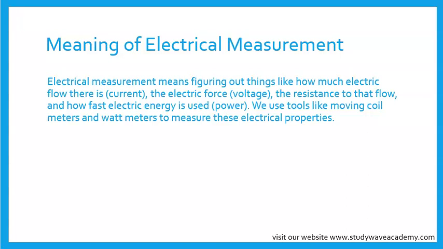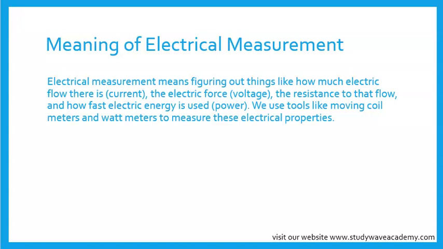Electrical measurement means figuring out things like how much electric flow there is, the electric force, the resistance to that flow, and how fast electric energy is used. Okay? We use tools like moving coil meters and watt meters to measure these electrical properties. Okay? Do we understand that?